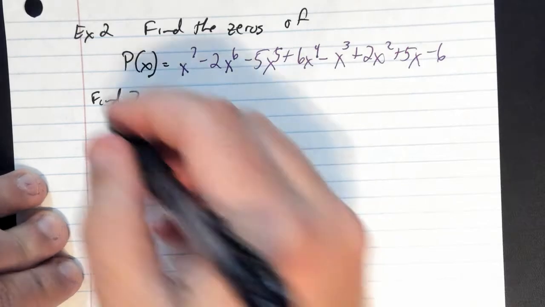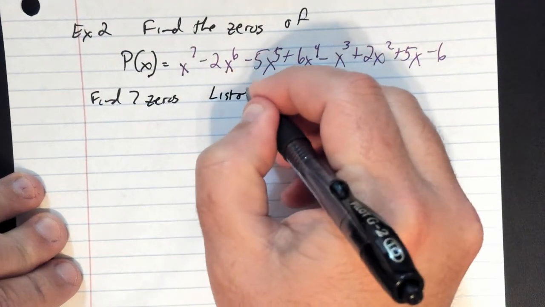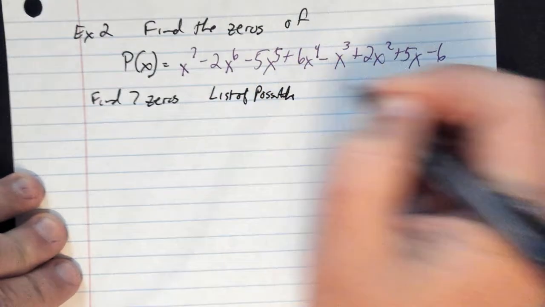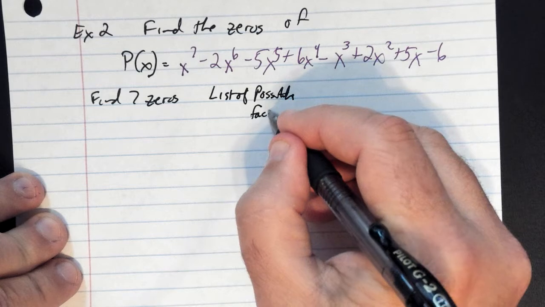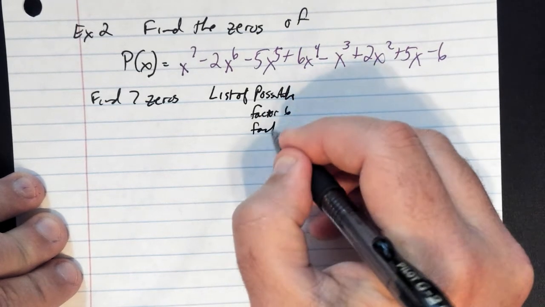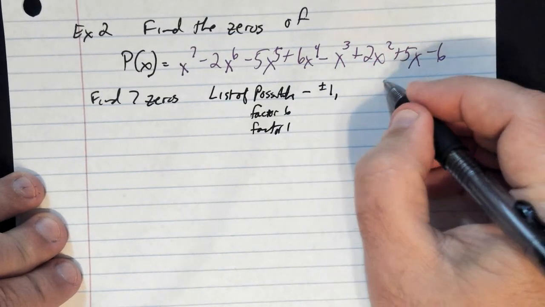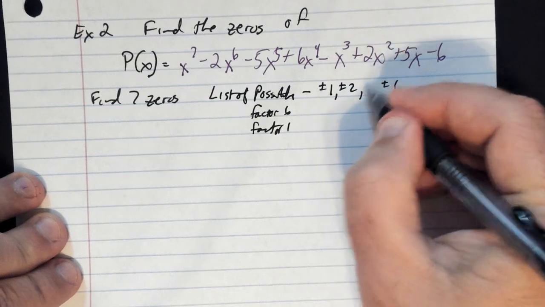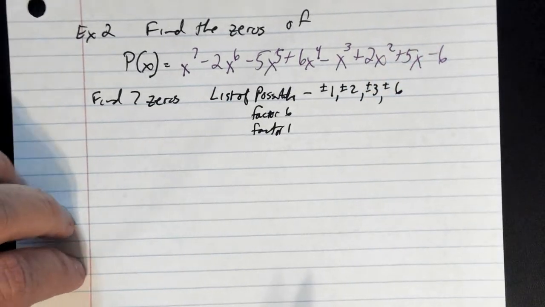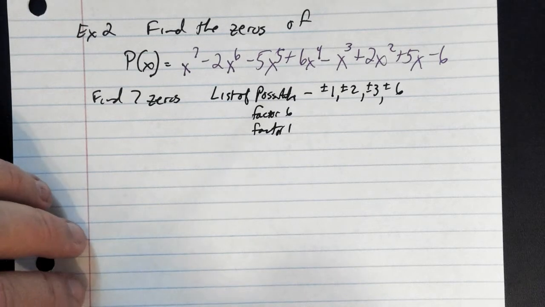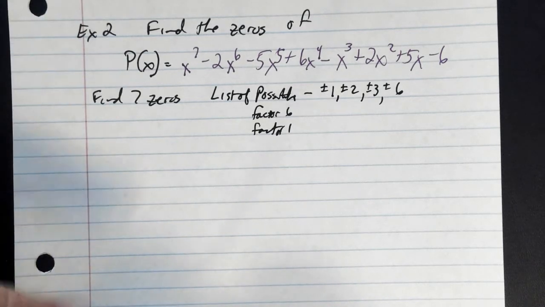Now, what is my list of possibles? Remember, that's the factors of 6 over the factors of 1. That's pretty easy. So it's going to be plus or minus 1, plus or minus 6, plus or minus 2, plus or minus 3. Those are all my possible real ones. Remember, some of them can be used multiple times, because if it's used multiple times, it's a double root or a triple root. There are no fractions here because 1 is my leading coefficient.